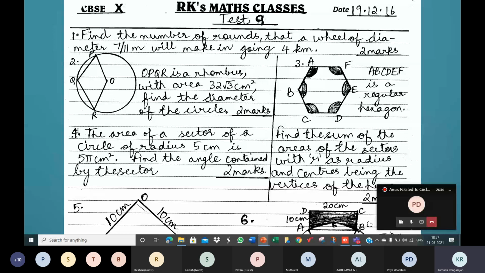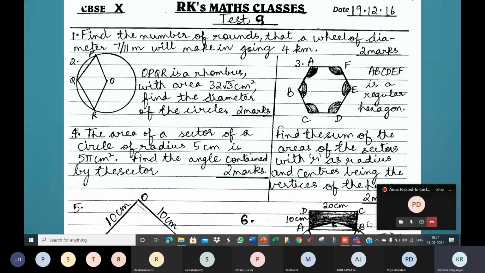Write down the question, children. Now, if the diameter is 10 meters, what is the radius? 10 divided by 2, 5 meters.